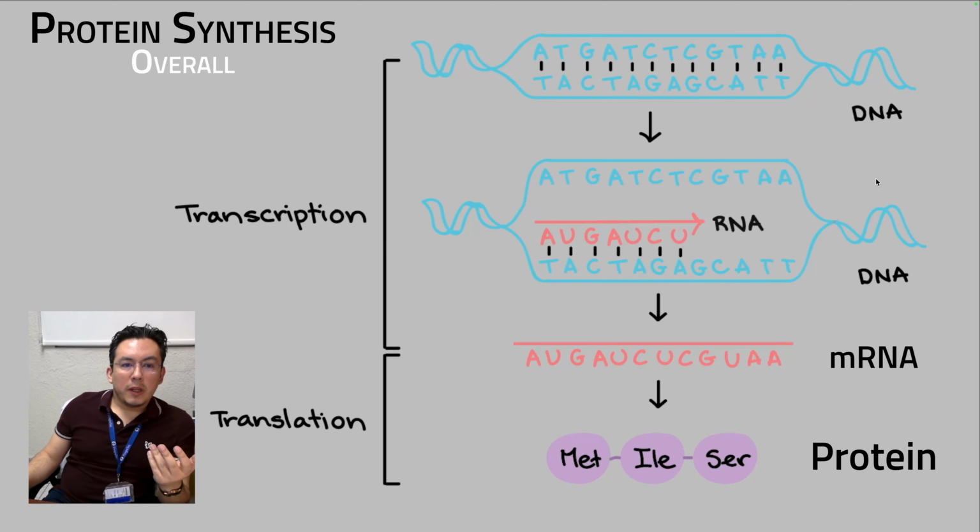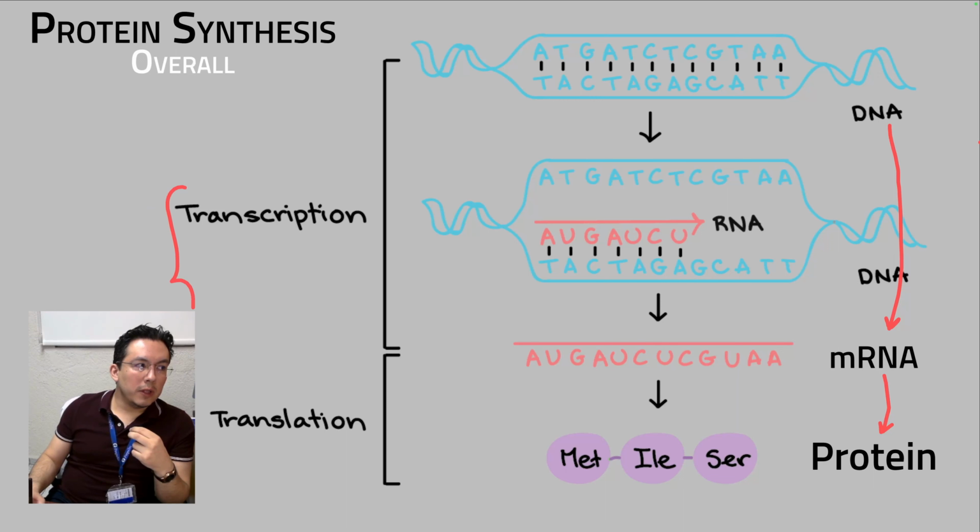So in summary, in here we have the transcription process basically going from DNA to mRNA, and from mRNA to protein is the process of translation. Both of these together make the process of protein synthesis, right?